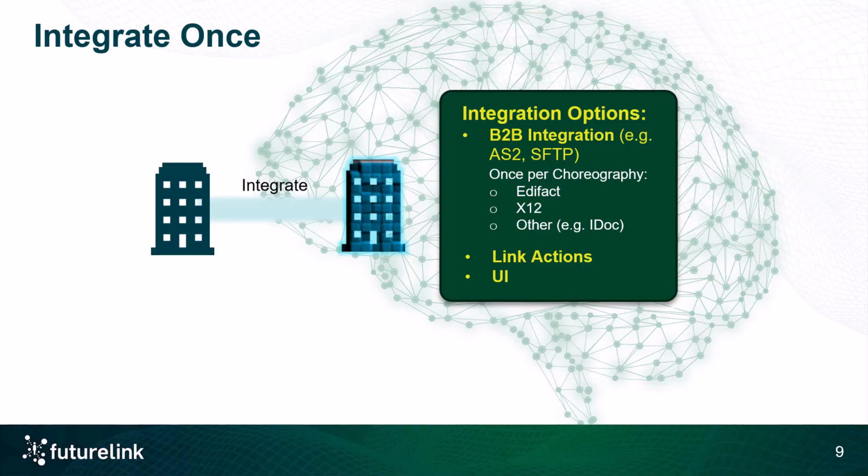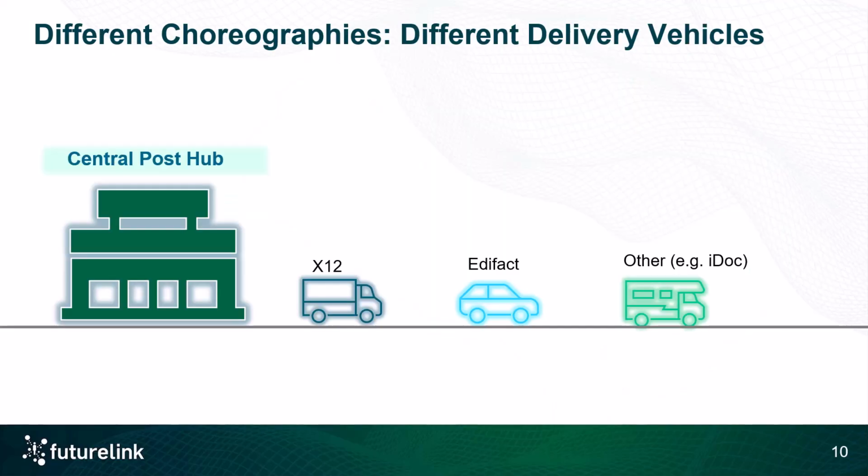For B2B integration, this is something you do once per choreography type. By choreography type, we mean different EDI formats, Edifact, X12, or other. In our post office analogy, these different choreographies would equate to different vehicles that would deliver the package. You need to provide certain B2B information in order to exchange the data files. Basically, give the trucks the information they need to deliver the proper packages in the proper format. We'll concentrate on those concepts today.